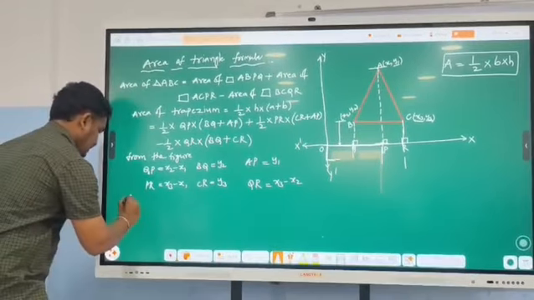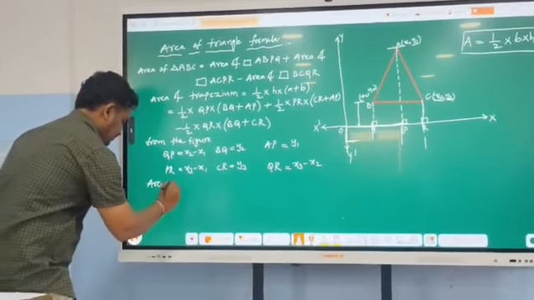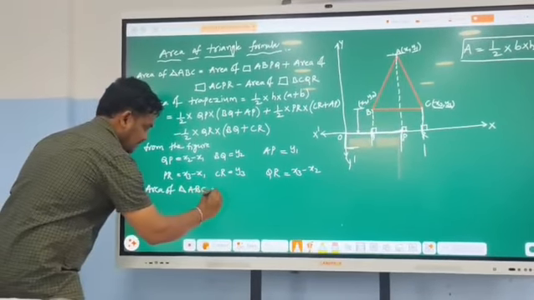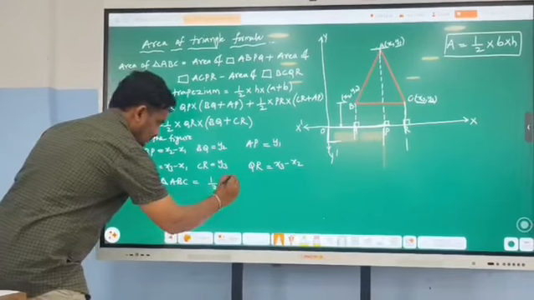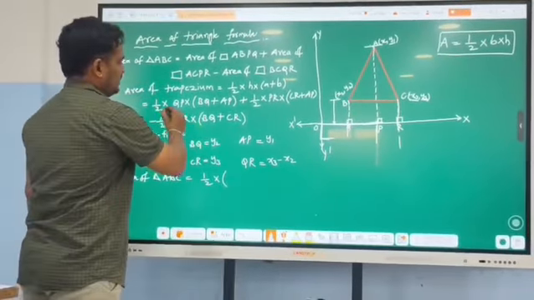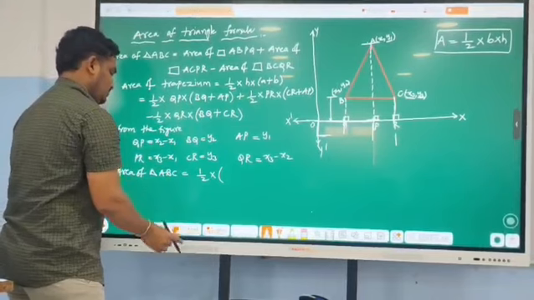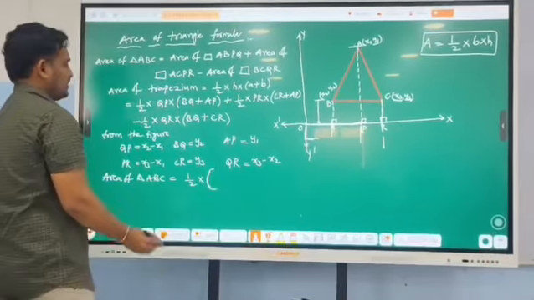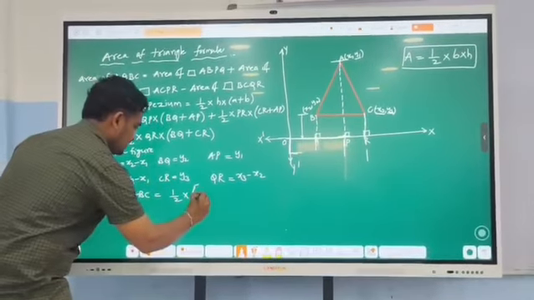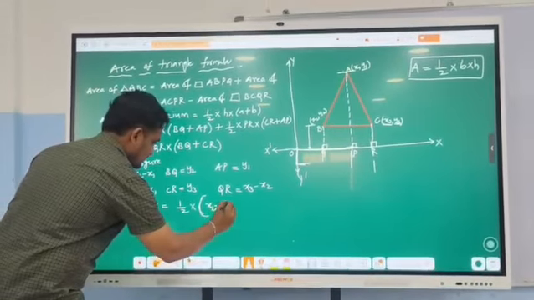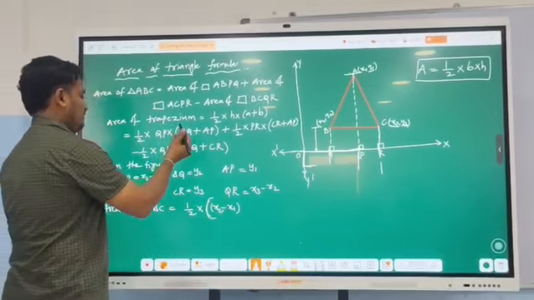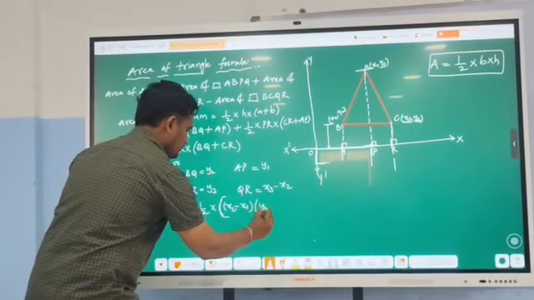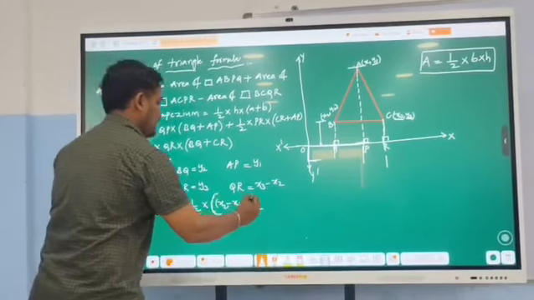Now we have to substitute all the values here. That means the area of triangle ABC is equal to 1 by 2 into. Now we can write it all out. You can see everywhere we have 1 by 2, so I am taking 1 by 2 as a common factor. QP value is x2 minus x1 into BQ. BQ is y2 and AP is y1.